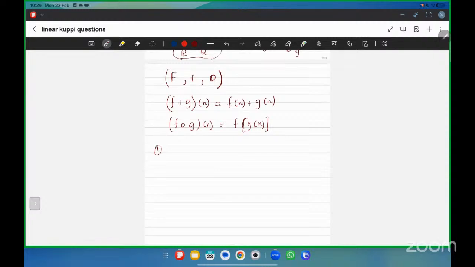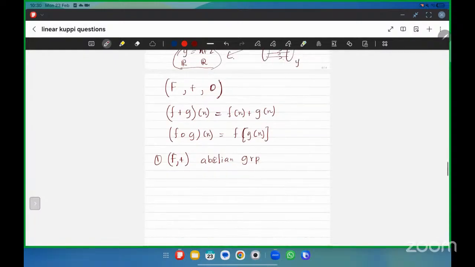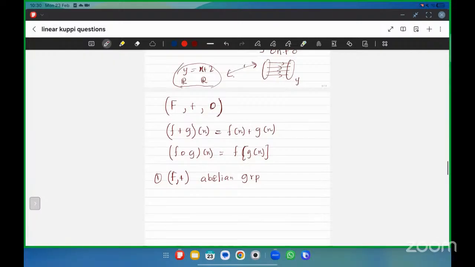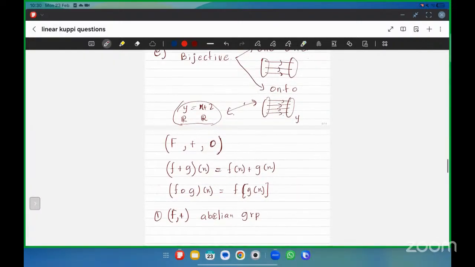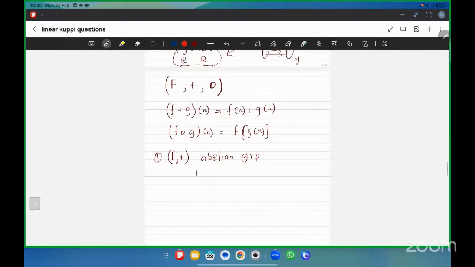So first, we check if the set of f and the plus are abelian. If it is true, we can tell the first condition is satisfied. We'll go one by one. So the f set is non-empty, so the first condition is satisfied.